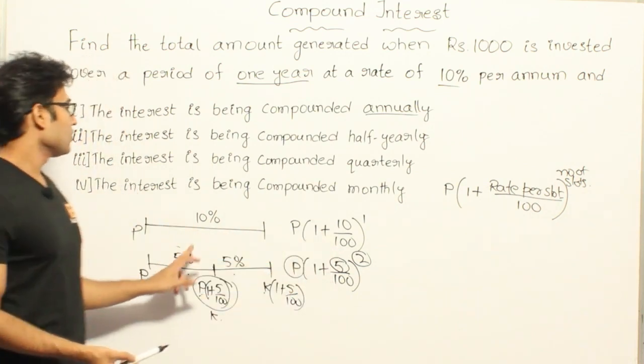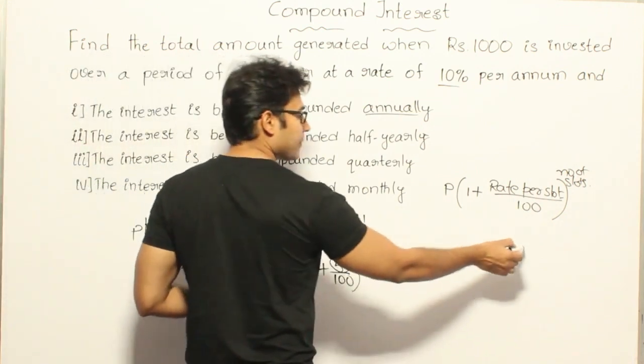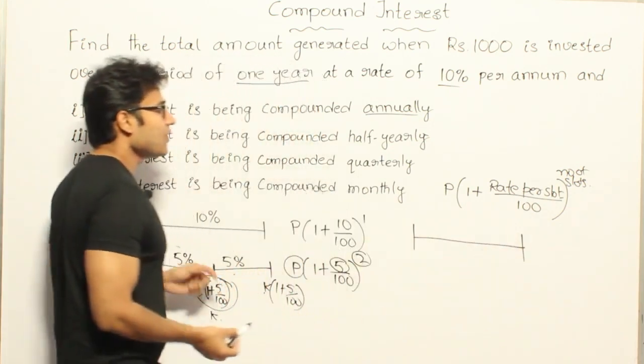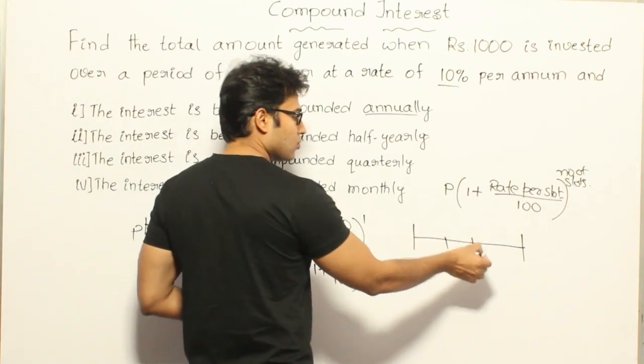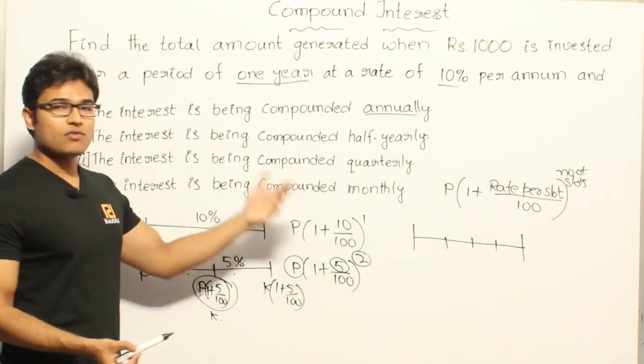Got it? So next one is, the interest is being compounded quarterly. Quarterly means we have a total time period of 1 year and you have to divide it into quarters, right? Quarters means 4 parts. 1, 2, 3, 4 parts, right? And now for each part you have to find out the interest.